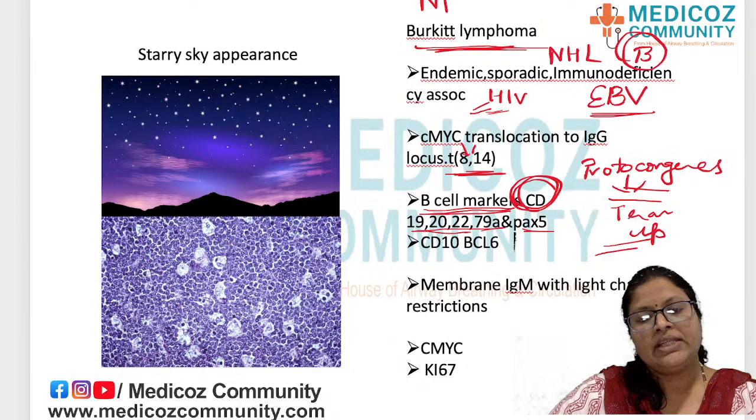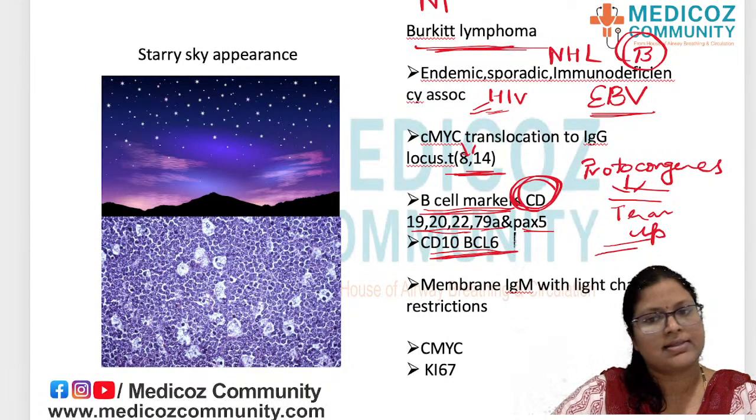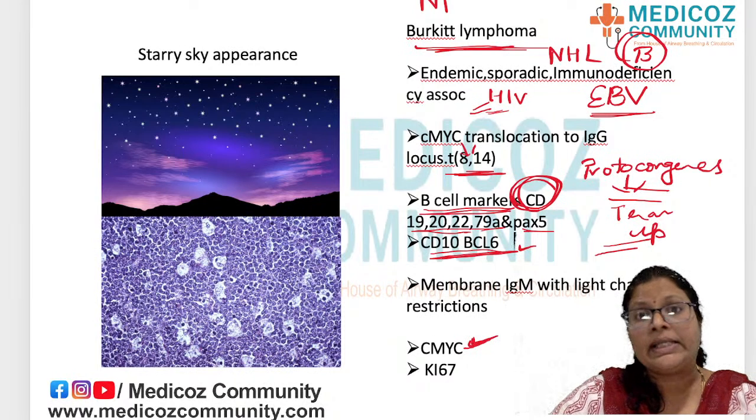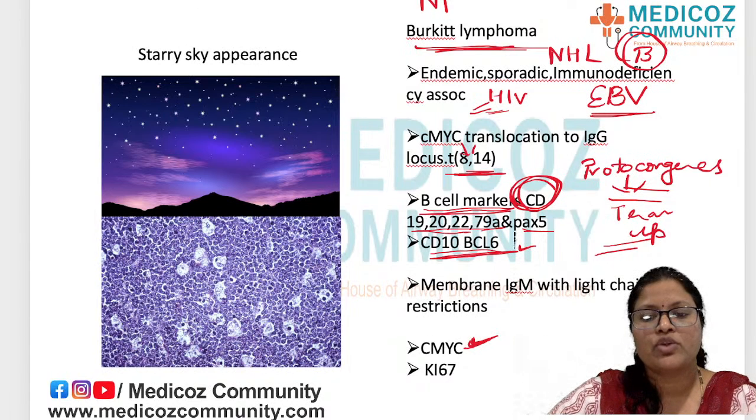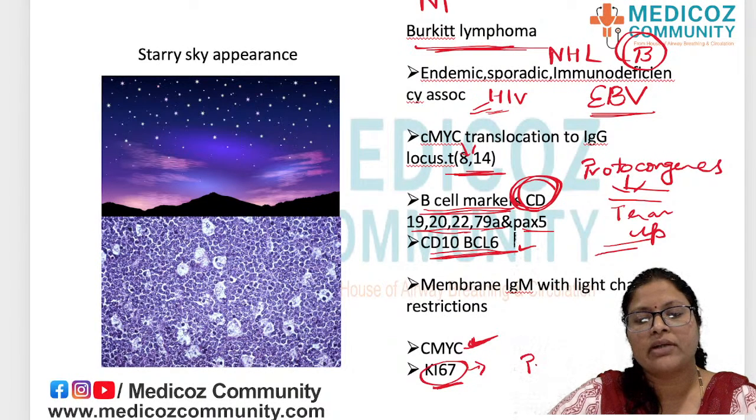Then you have the germinal center markers CD10 and BCL6. These are also expressed. Most importantly, your c-Myc is positive. Again, this is a highly aggressive lymphoma. What do I mean? It is a highly aggressive B-cell lymphoma, which means the cells are proliferating a lot. Proliferating a lot means their Ki67, which is a proliferative marker, a proliferative index.